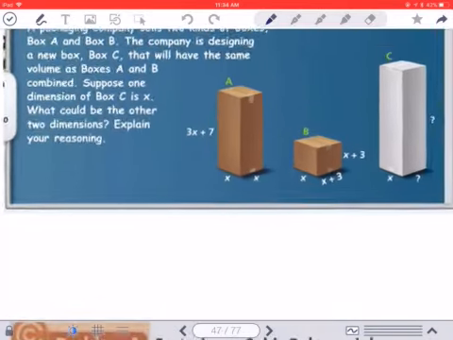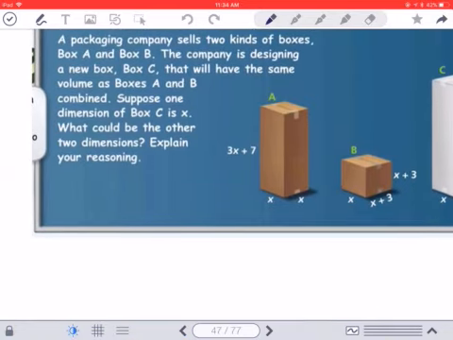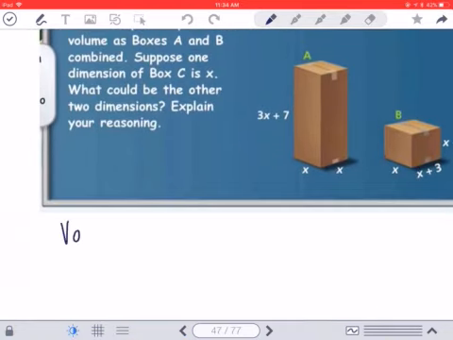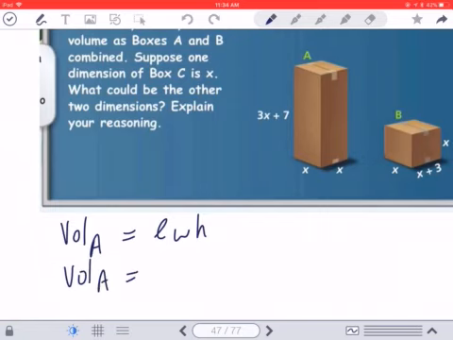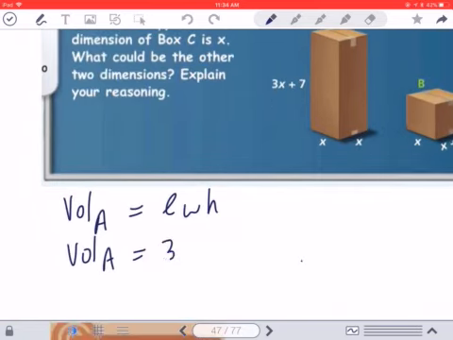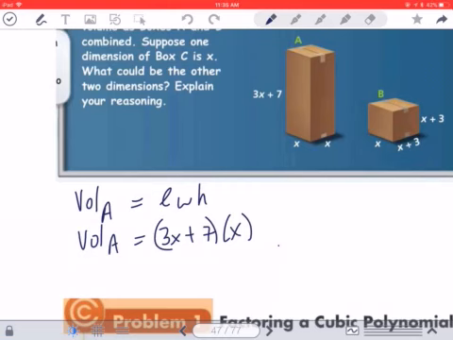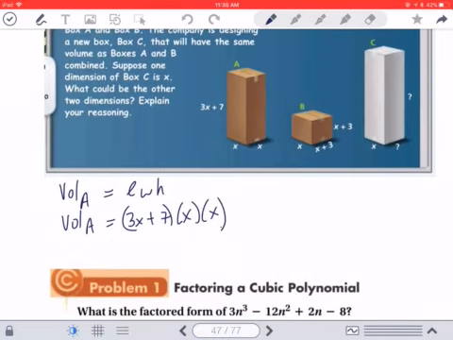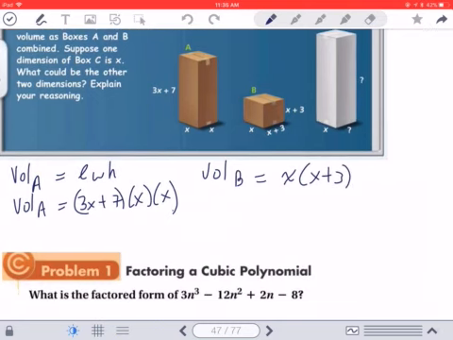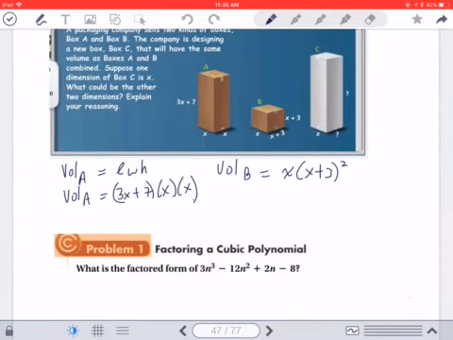Well, the first thing you have to do is figure out the volume of box A. Okay, so we'll say the volume of A is going to be length times width times height. So the volume of box A is going to be (3x plus 7) times x times x. And the volume of box B, we'll come back and simplify that later. The volume of box B is going to be x times (x plus 3) times (x plus 3), which is going to be (x plus 3) squared. I can do it like that.